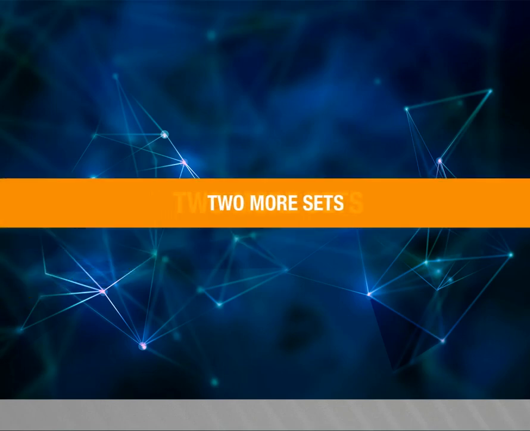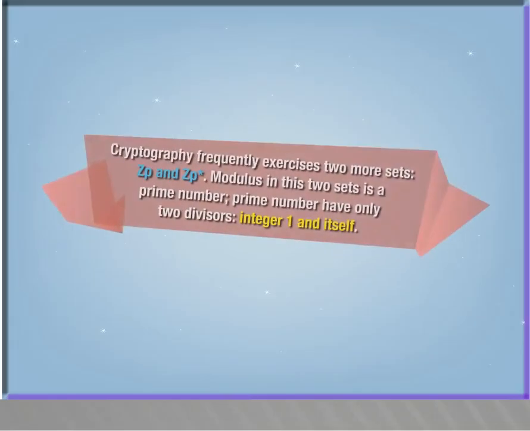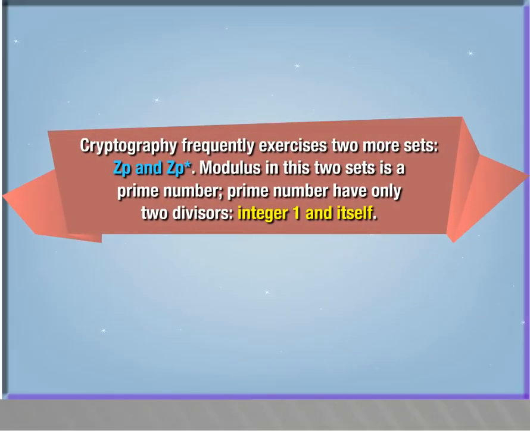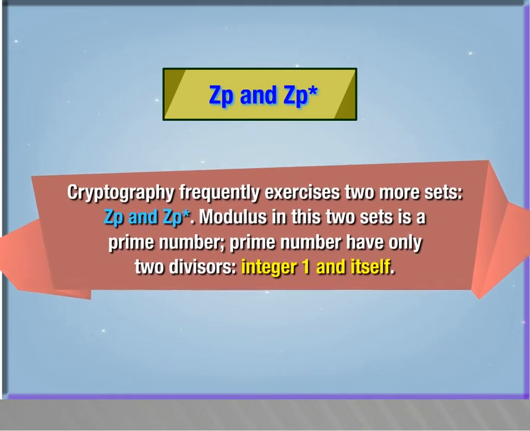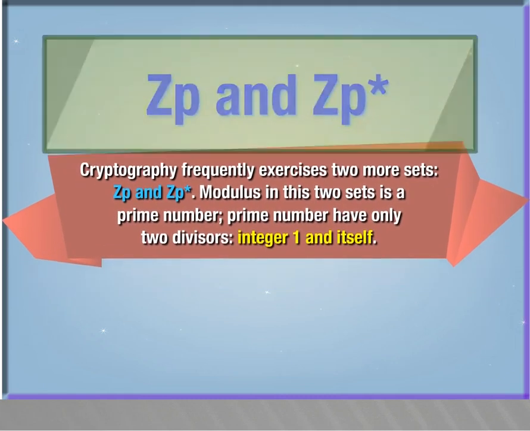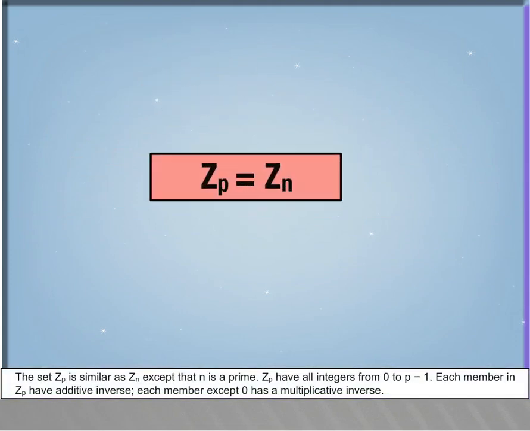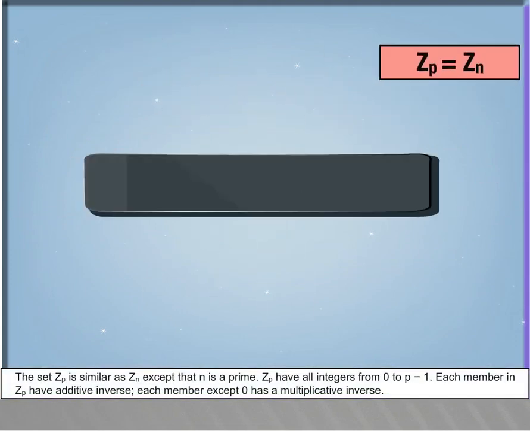Two more sets. In this video, we are going to see about two more sets. Cryptography frequently uses two more sets, Zp and Zp group. The modulus in these two sets is a prime number. A prime number has only two divisors, the integer 1 and itself. The set Zp is similar to Zn except that n is a prime.